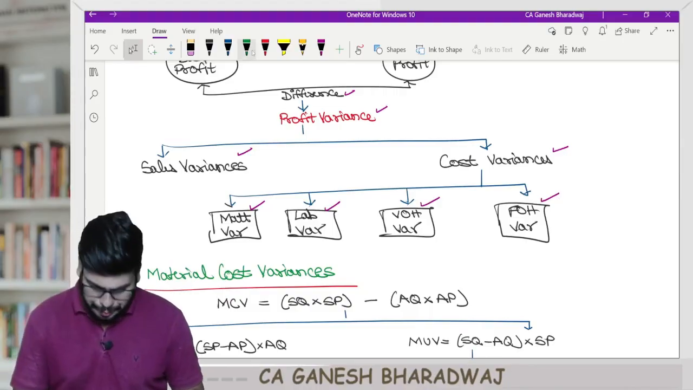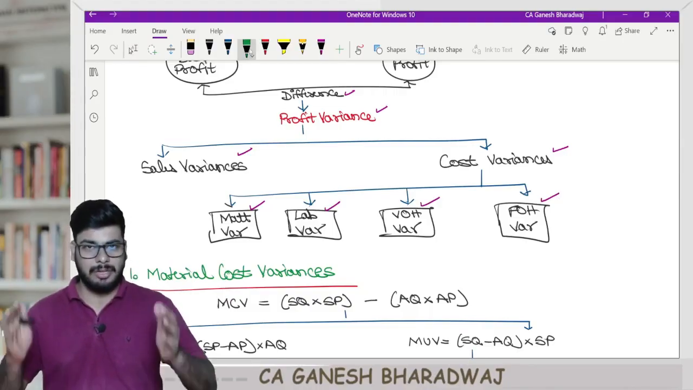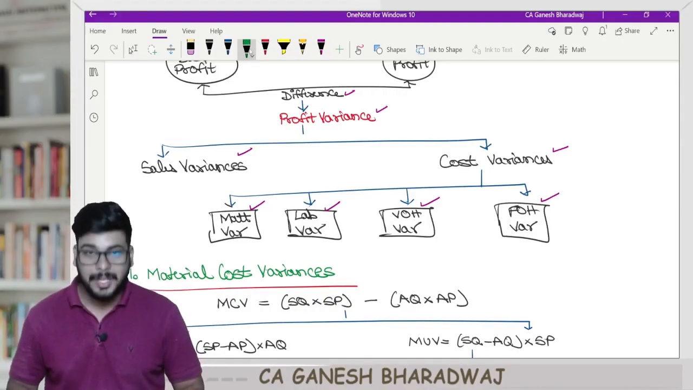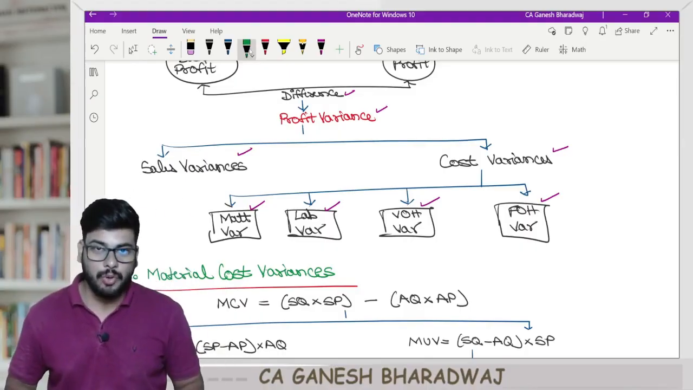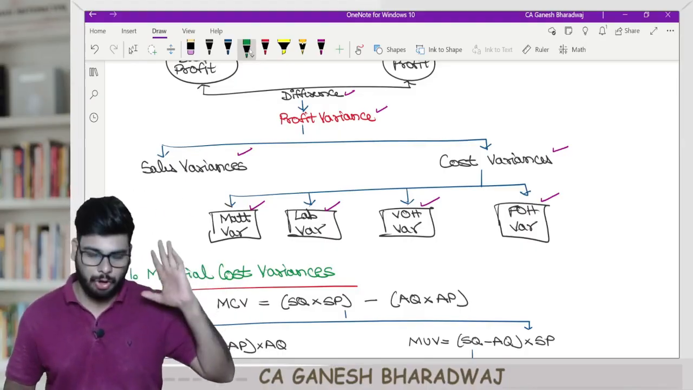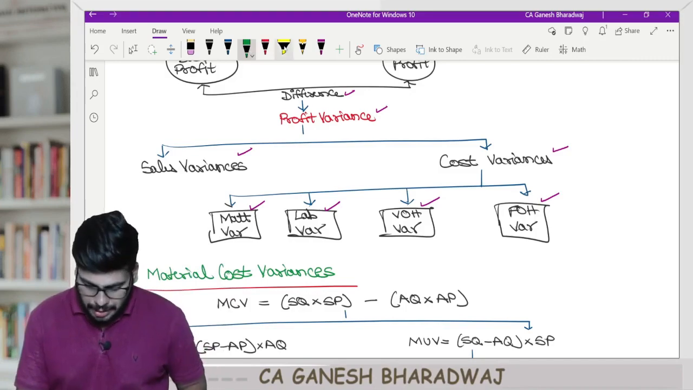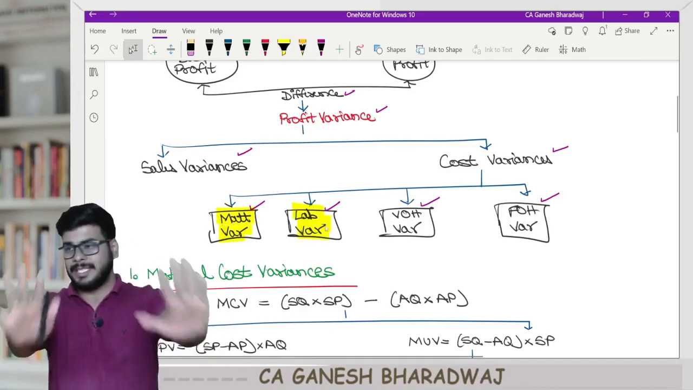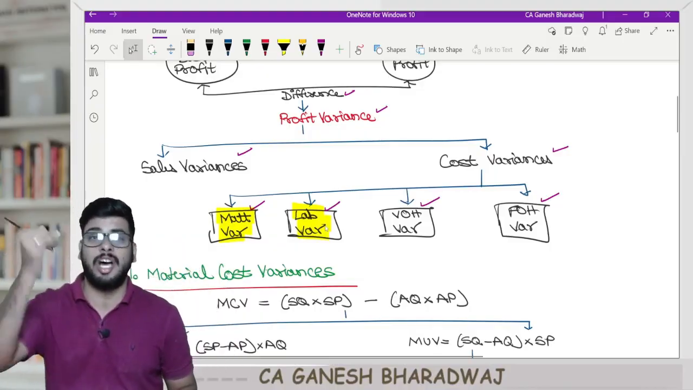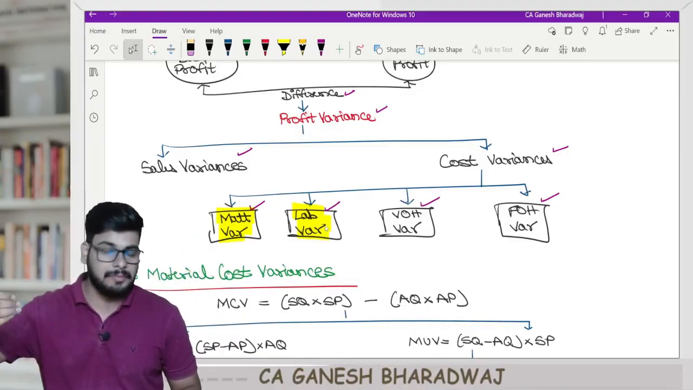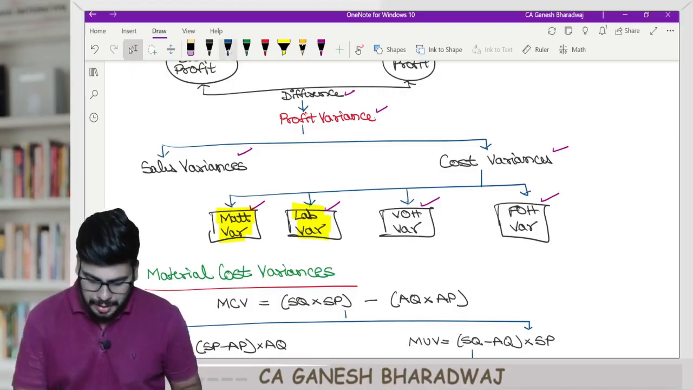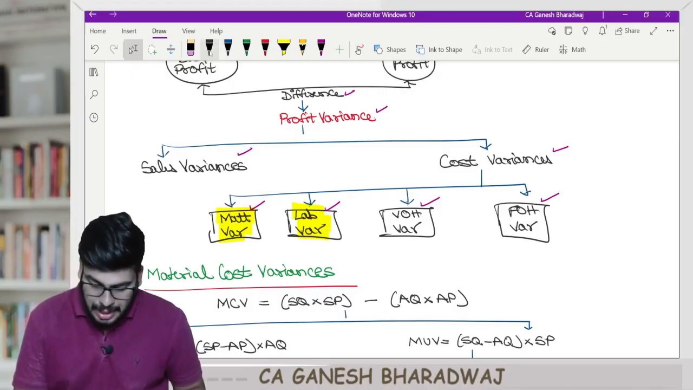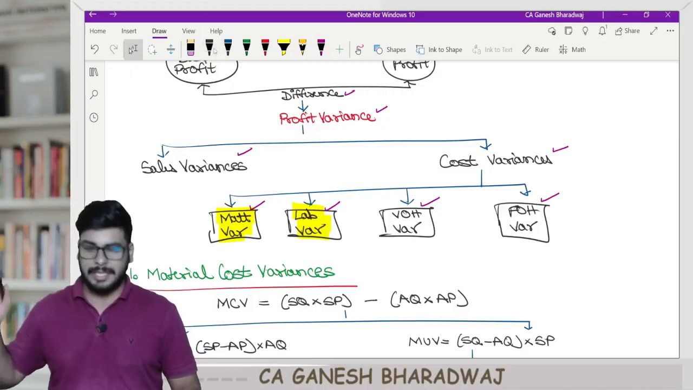Yes. Now, in this particular CMA intermediate syllabus, if you are a student appearing for paper 8 cost accounting, in your syllabus, you have only material cost variance and labor cost variance. That's about it. Whereas if you are a paper 12 management accounting student, writing the second group, in that case, all the variances are applicable.